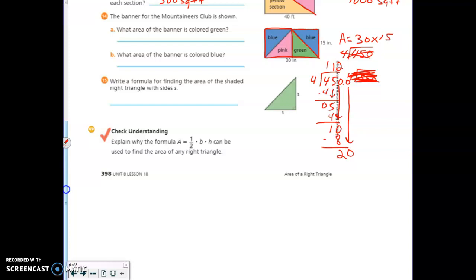So now 4 goes into 20, one more rotation, goes in 5 times, the decimal point moves straight up into our answer, and we are done with our remainder, so that would be our answer. So in this case, 112.5. What are we looking at? Inches squared, or square inches.